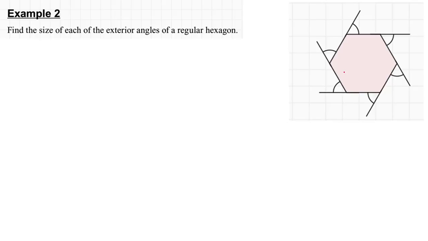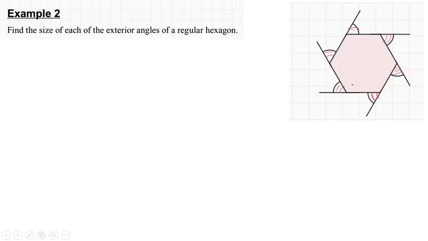So what I want you to do is to pause the video and have a go at this question here, which says: find the size of each of the exterior angles of a regular hexagon. This is a regular hexagon which has got six sides, and all they want you to do is to find what one of these angles on the outside is. So pause the video and try to find what one of these angles on the outside is here.